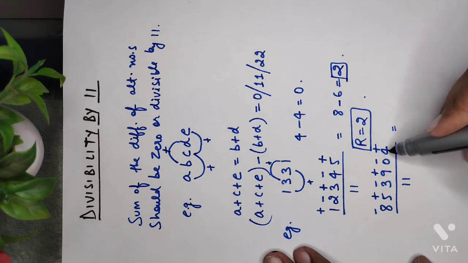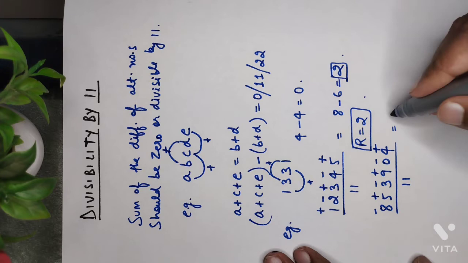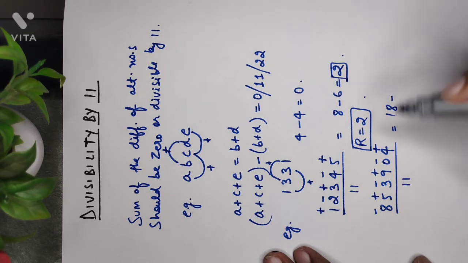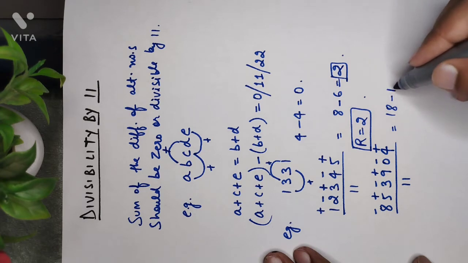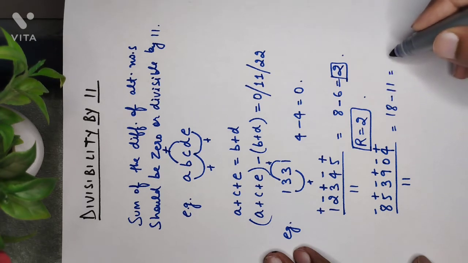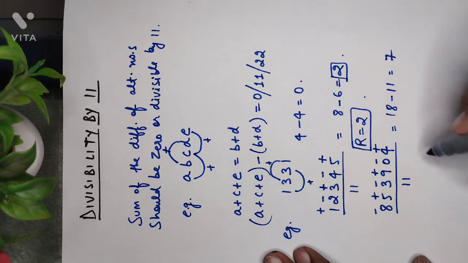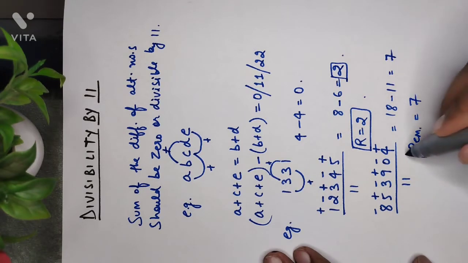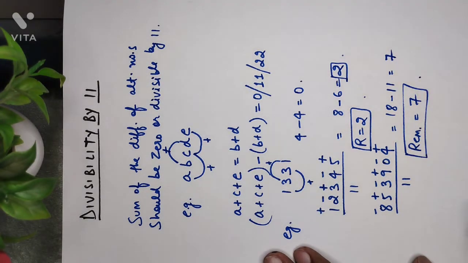So we can say this is 9 plus 4 is 13, and 13 plus 5 is 18. So 18 minus 8 plus 3 is 11. 11 plus 0 is 11. So 18 minus 11 will be equal to 7. So I can say when this number is divided by 11, the remainder will be equal to 7. So this is how we check the divisibility by 11, or this is how we find the remainders in case of 11.